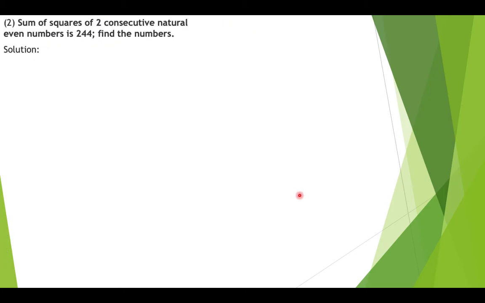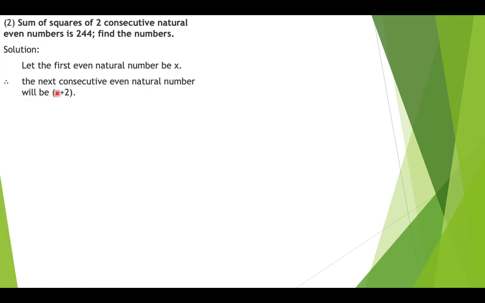Let us go for the second question. The sum of squares of two consecutive even natural numbers is 244. Find the numbers. So you have to find the even natural numbers. Since we know that even natural numbers are 2, 4, 6, 8, if we put one of the natural numbers as x, the second natural number should obviously be x plus 2.